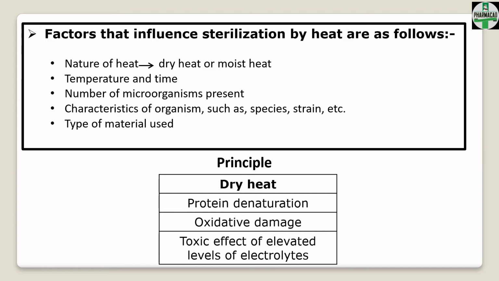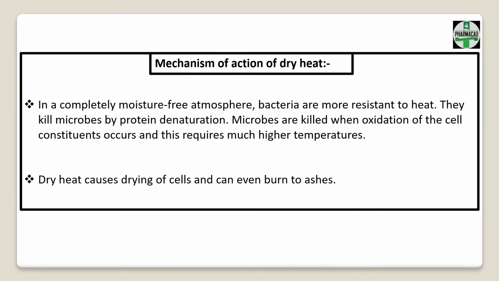And here comes the principle. Dry heat will kill the microorganism using one of these three mechanisms. The first one is protein denaturation. The second one is oxidative damage. And the third one is the toxic effect of elevated levels of electrolytes. We'll see that in the next slide. Mechanism of action of dry heat.